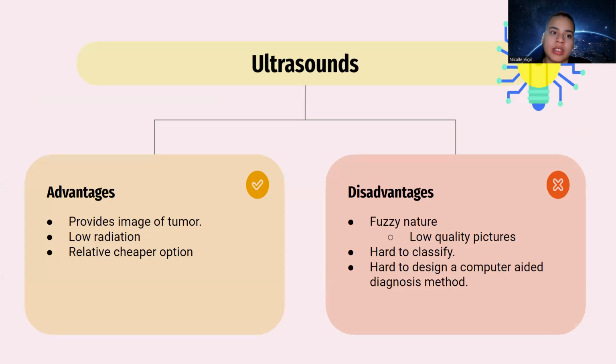For the disadvantages, sometimes it's hard for the naked eye to classify breast cancer as benign or malignant due to the low quality images. Therefore, we need the help of machine learning to overcome this problem. However, due to the ultrasound's fuzzy nature, it's very hard to design a segmentation and diagnosis method.